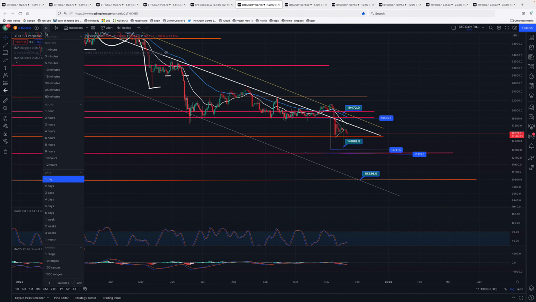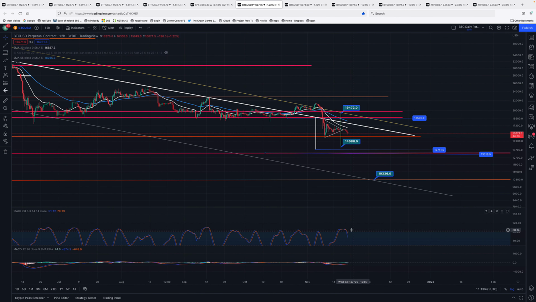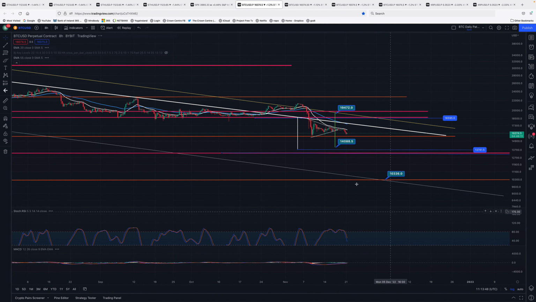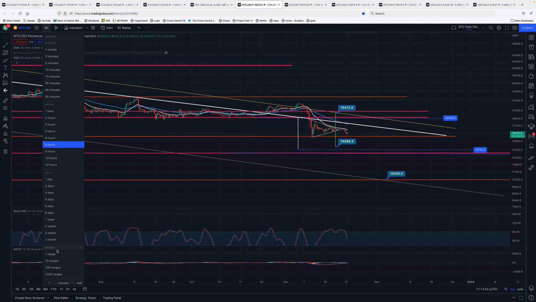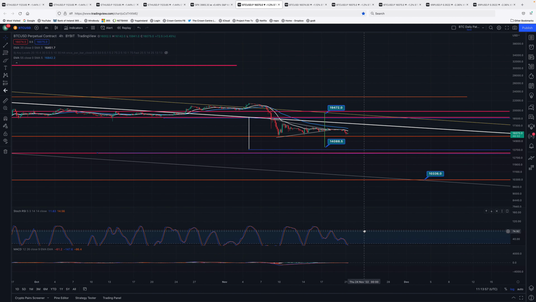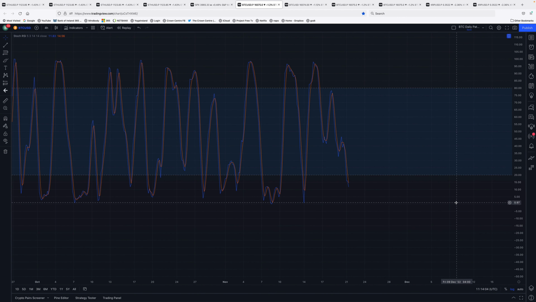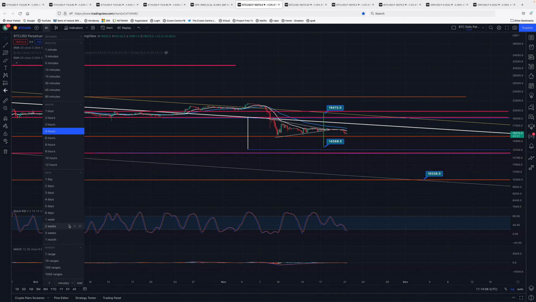If I flip over to the 12-hour, the 12-hour stochastic RSI is pushing down. The 8-hour RSI is pushing down. The 4-hour RSI has reached a bottom, but it hasn't yet bottomed out. It still has space to come down. So we still have space to move.